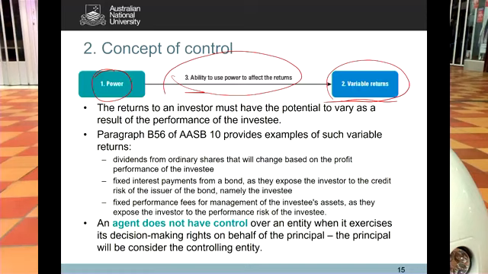So as long as they have the ability to affect such returns, then we will say that is the control. Okay, and the fixed performance fee for management could be varying as well, because they will expose the investor to the performance risk of the investee. All right. One thing I need to pay attention to.